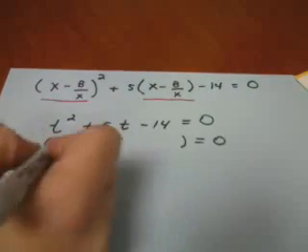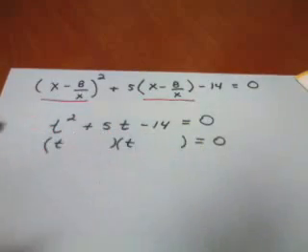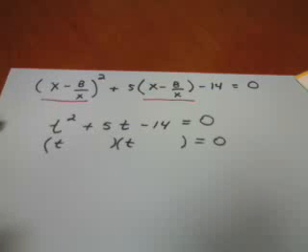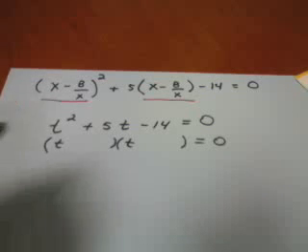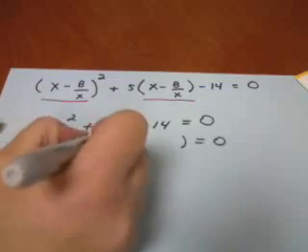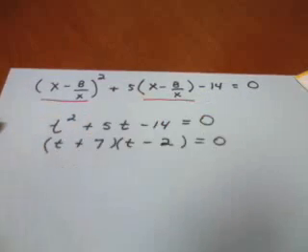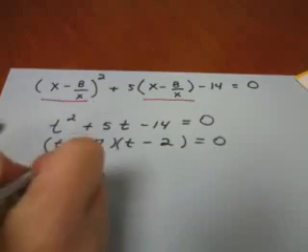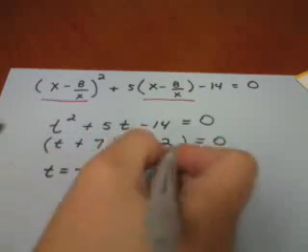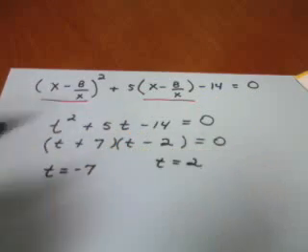Alright, to factor this, it has to be t and t. Again, we're just using trial and error factoring. I need two numbers that multiply to give me negative 14 and add to give me 5. And it's going to be a positive 7 and a negative 2. Okay, when I set both of these equal to 0, I get t equals negative 7 and t equals 2.